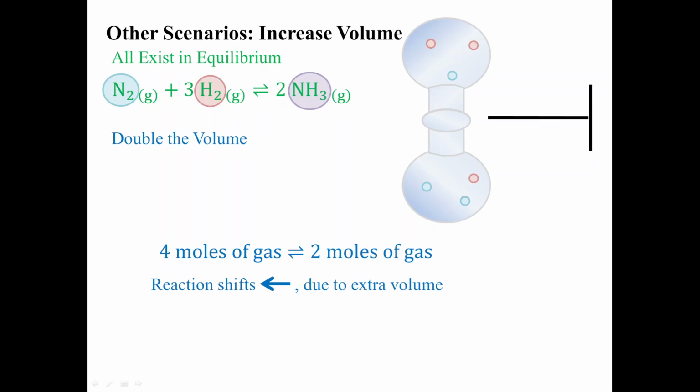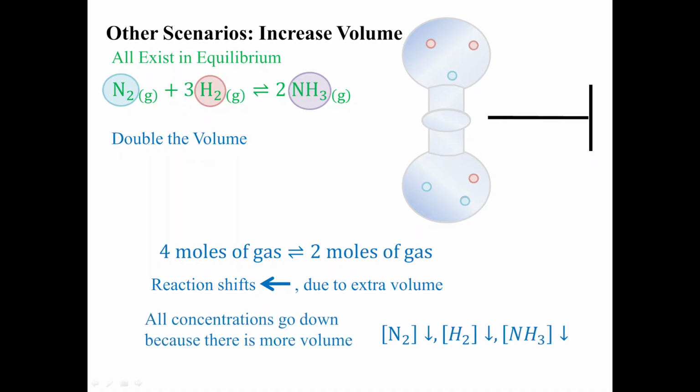So this is going to ultimately cause all of our concentrations to go down because we've increased the volume. It is an inverse relationship to concentration. So since concentration is moles per liter, we increase the volume, so all the concentrations are going to go down. Now, this is going to be less so for our N2 and H2 because of the shift, but they will still all go down.